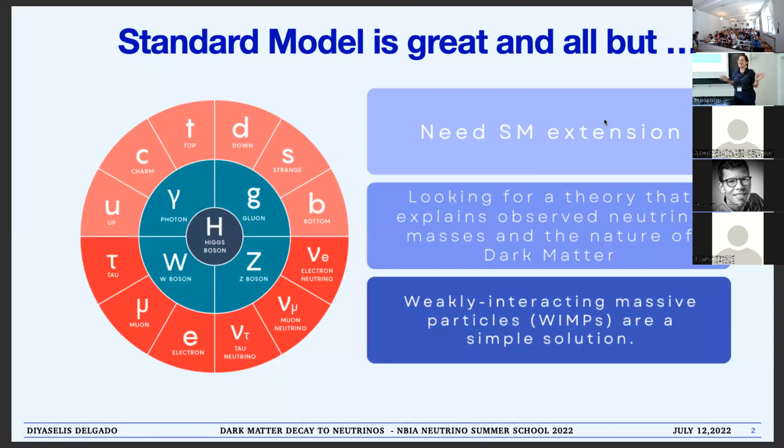As we all know, the standard model is great and all, but it doesn't account for all the physics phenomena that we see today. And for that reason, we need an extension to the standard model. In particular, we're looking for a theory that can explain multiple phenomena at once, like the observed neutrino masses and the nature of dark matter, or like we like to say, to kill two birds with one stone. For that, WIMPs, or weakly interacting massive particles, are a simple solution to these problems.